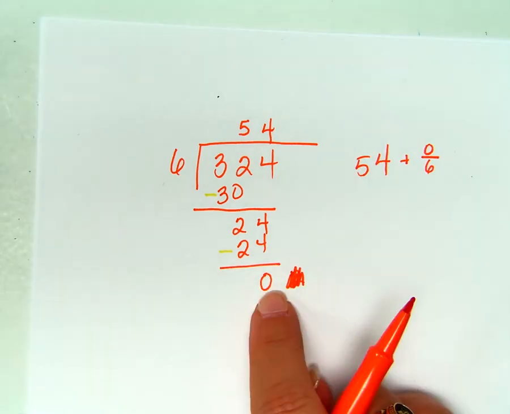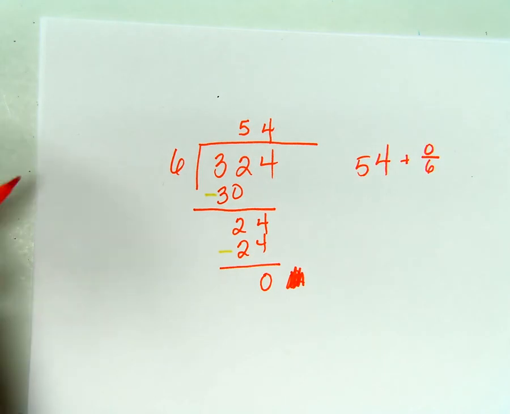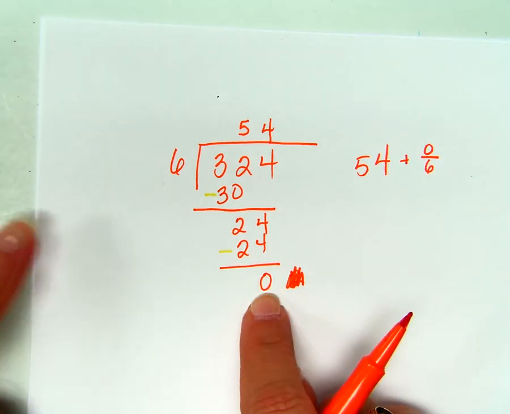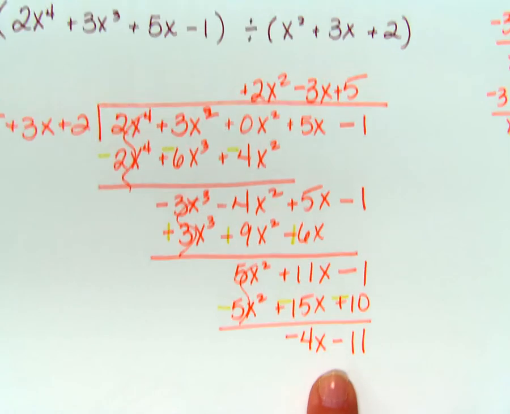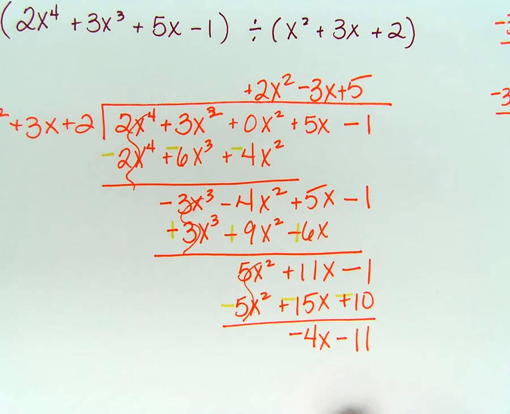Yeah. I mean, it turned out to be a 0 this time, but what if it was a 2? Could I divide 2 by 6? No, not without going to the decimal places, right? Okay. So this is my remainder. So what is my answer?